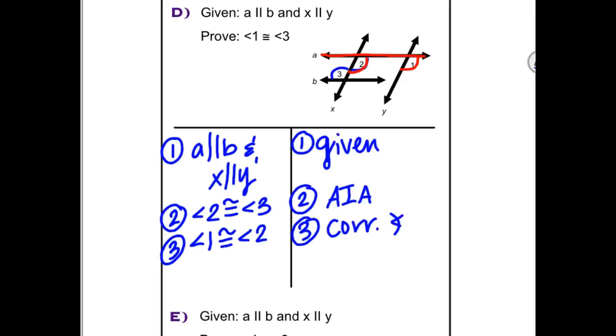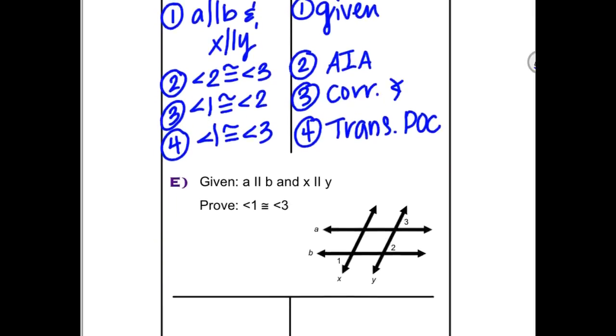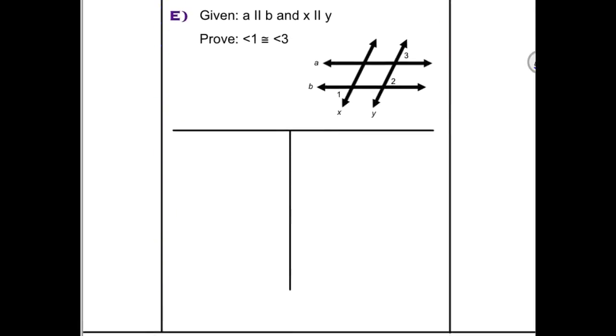And so therefore, then we can use our good old transitive property of congruence. Because if angle 2 is congruent to angle 3 and angle 1 is congruent to angle 2, therefore angle 1 is congruent to angle 3. And we're done. Most of these will be very short proofs. All right, let's try one that's a little more challenging.